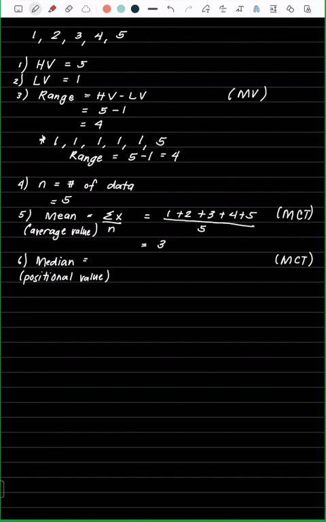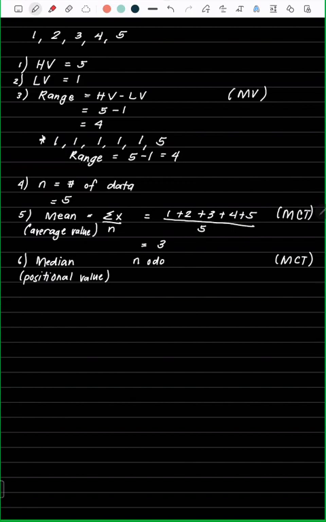Why is it called positional value? It is called positional value because for median, position is very, very important. But in the median, there are two kinds of median. So what do I mean by that?